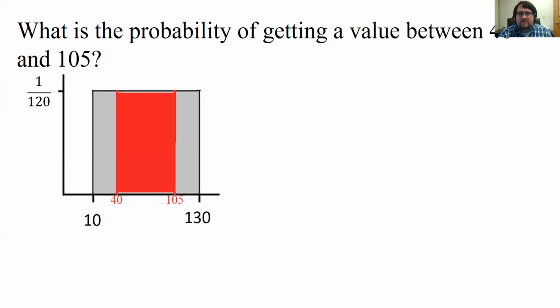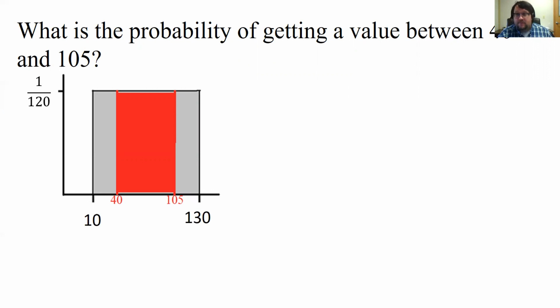So it's going to look something like this. I'm going to look for this red block in the middle here and figure out that area. And that's what I'm doing. The probability is the area. It's a 1-to-1 matchup with that. So I need to find the area of that rectangle.